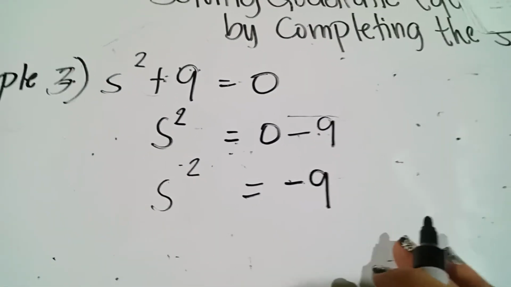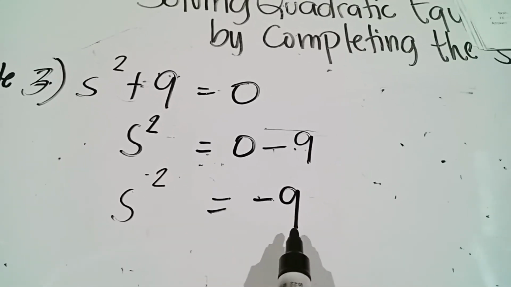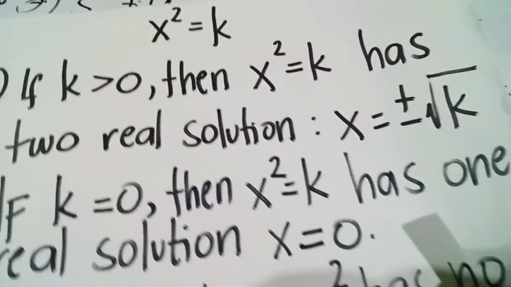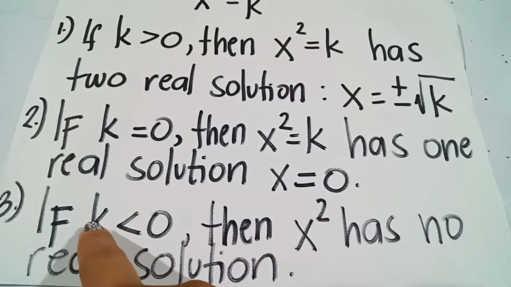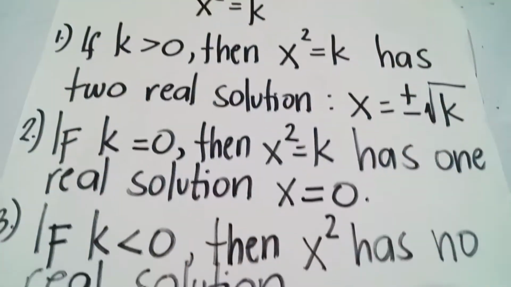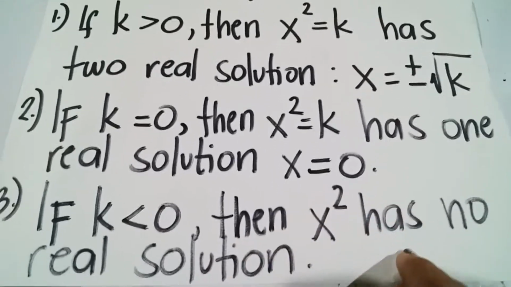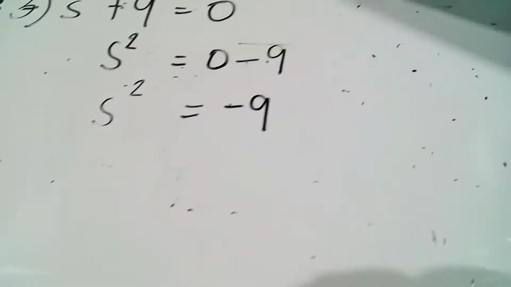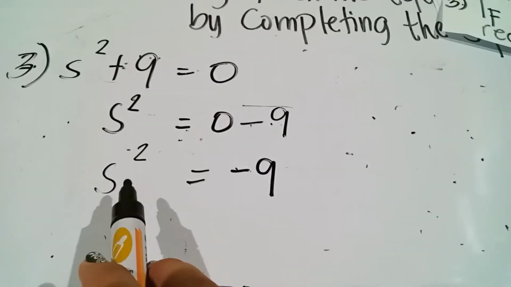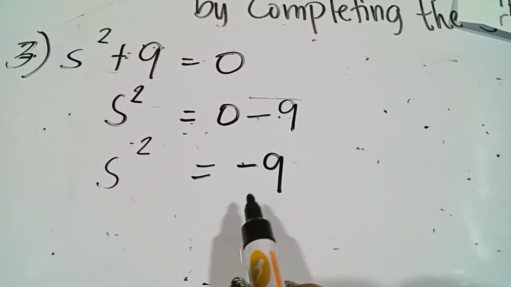So, titingnan natin, class, ang s squared daw is equal to negative 9. Ngayon, titingnan natin yung ating property. At ang sabi dito sa ating given property, if k is less than 0, which is x squared or s squared, kasi yan yung variable natin. So, if k is less than 0, then x squared has no real solution. So, instead of x squared, ang ginamit natin is s squared. So, kung less than 0 daw ang ating sagot, ibig sabihin, wala daw pong solution yan.